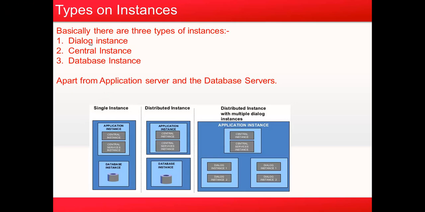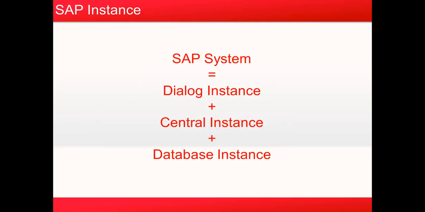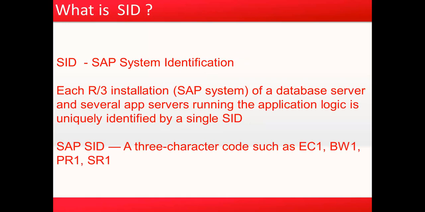As you can see, the main thing is the dialog instance, which is where all the processing takes place. This is the central point of contact for any interaction from the user. Then there are the central instance and the database instance. So in an SAP system, you have a dialog instance, a central instance, and a database instance.